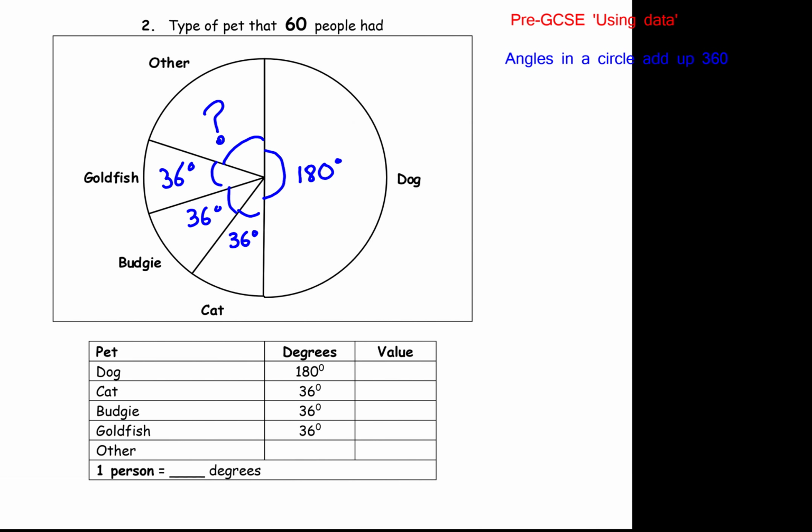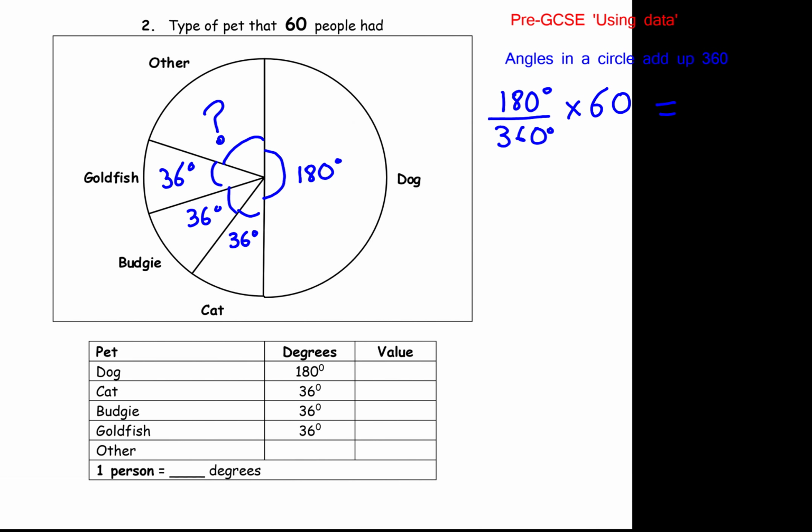For the dog, I'm going to write 180 degrees out of 360, times by the number that I've been given. So this time it's 60. So I times that by 60.